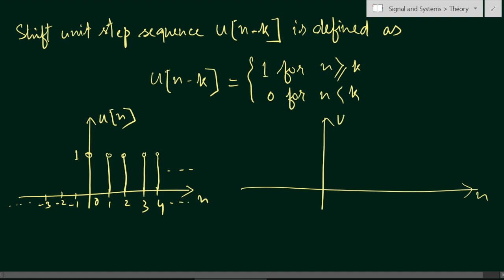Now let us draw our shifted sequence. Let us assume that we have shifted by k value, u of n minus k. So this is small k. Suppose this one is the k value. Then the unit step sequence will be shifted towards the right like this. That means whenever we have minus it will be shifted towards the right, and whenever we have plus it will be shifted towards the left. All the remaining part will be the same. This is k plus 1, this one is k plus 2, and in this way it will go on. This is the shifted unit step sequence, and this is the unit step sequence.